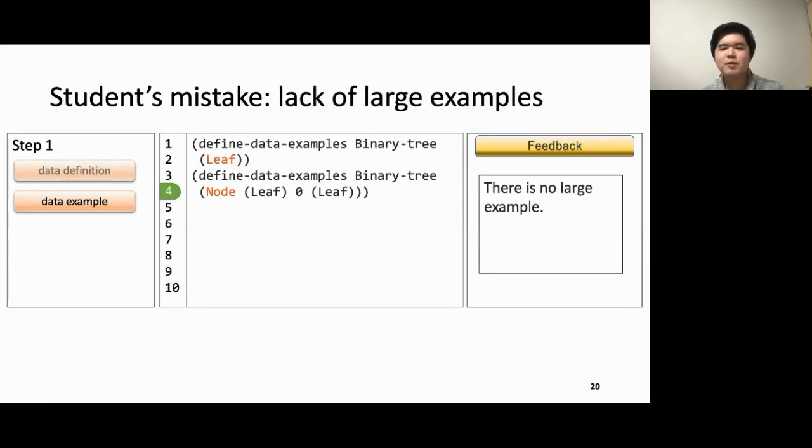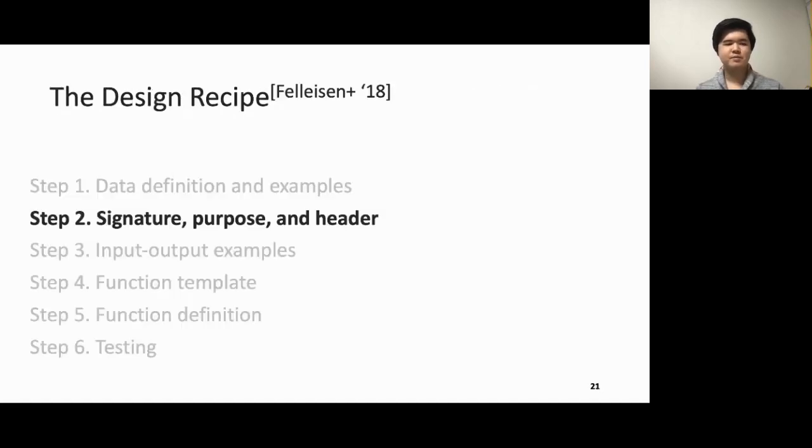Next, suppose a student created one example for each clause, but without nested use of node. In this case, our DSL reports that there is no large example. Now we skip step 2, where we currently provide no feedback, and move on to step 3.